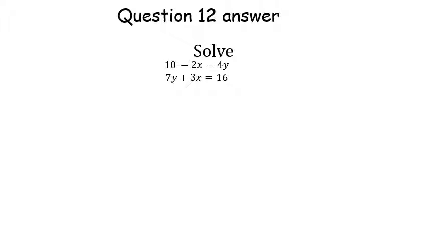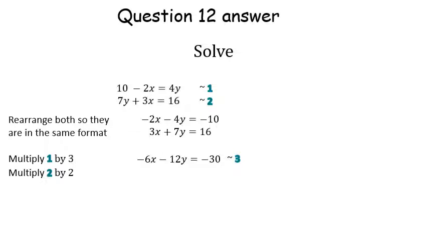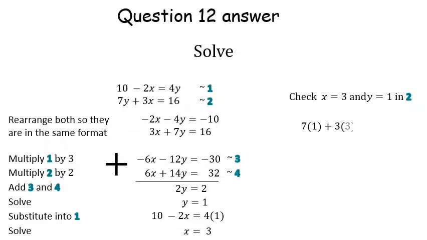Question 12. I've started by naming the equations 1 and 2, but they needed to be rearranged so that they're in the same format. I've then multiplied the first equation by 3 and multiplied the second equation by 2, and then added the two new equations together and then solving to get y equals 1. Substituting y equals 1 into equation number 1, I solved and got x equals 3. Checking both of them in the second equation, they work, so x equals 3 and y equals 1.